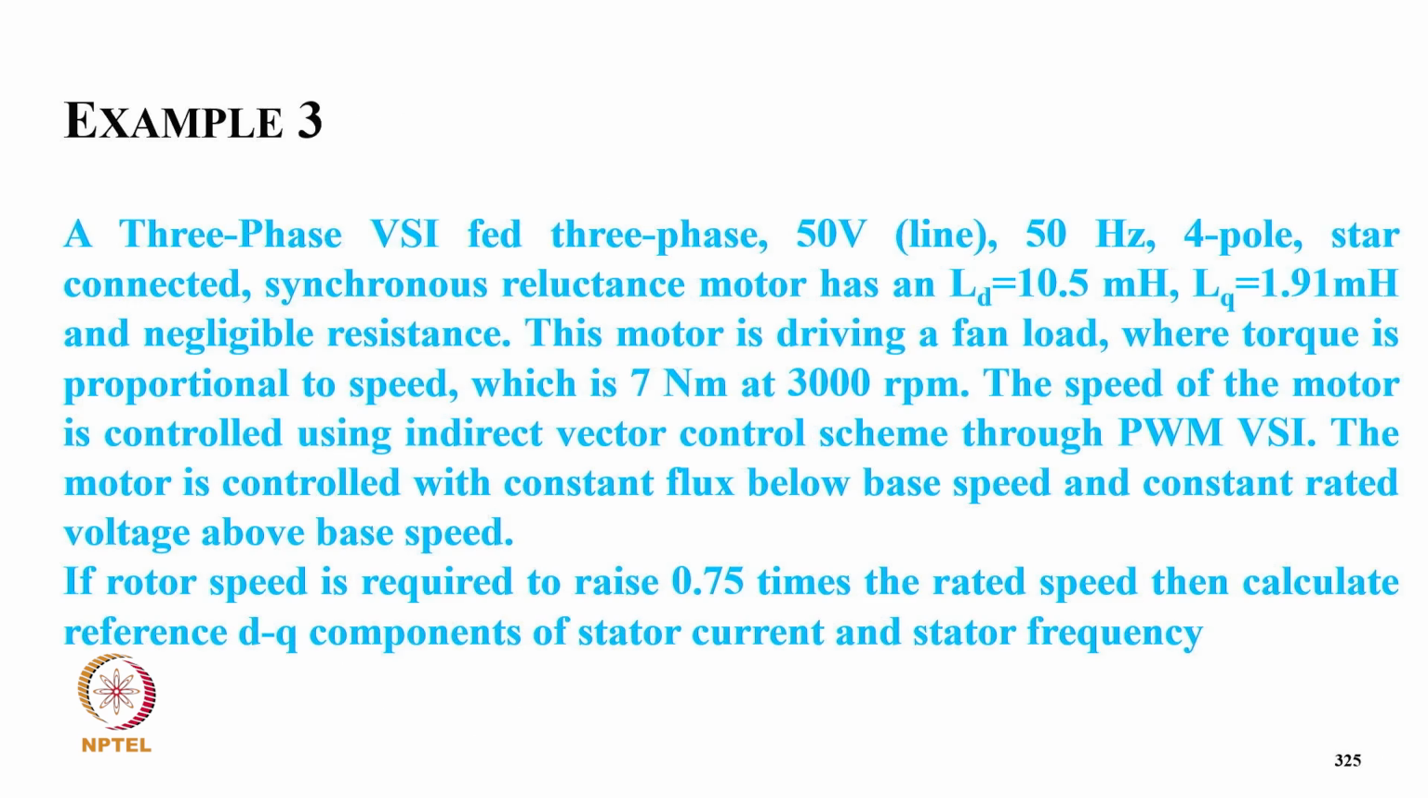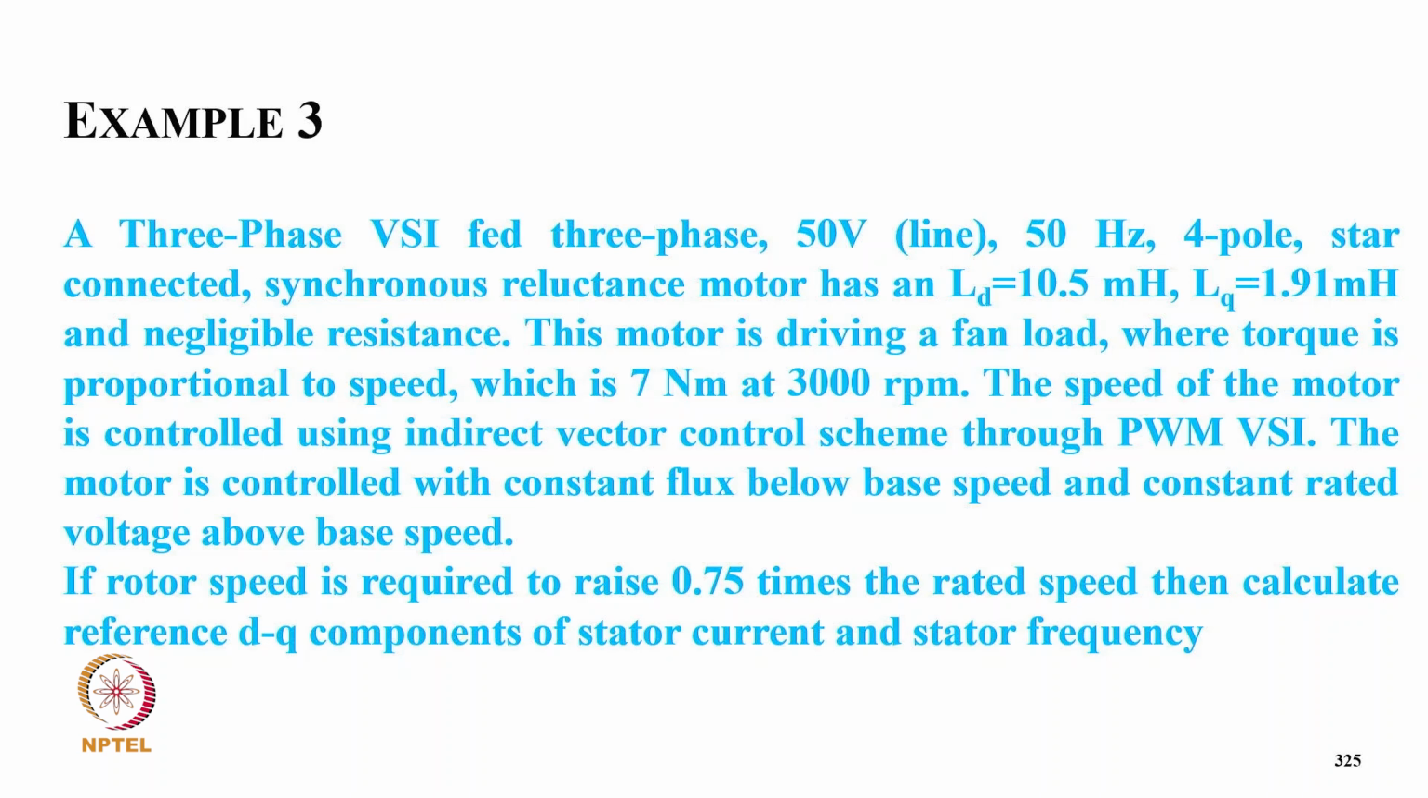Coming to example 3, a 3-phase VSI 415 volt line, 50 hertz 4 pole star connected synchronous reluctance motor has LD equal to 10.5, LQ equal to 1.91, and negligible resistance. The motor is driving a fan load where the torque is proportional to speed, and which is 7 Newton meter at 3000 rpm. The speed of the motor is controlled using indirect vector control scheme through pulse width modulated voltage source inverter. The motor is controlled with constant flux below base speed and constant torque.